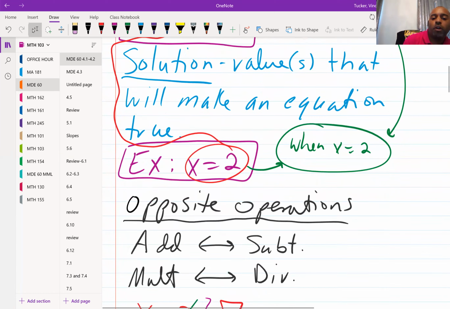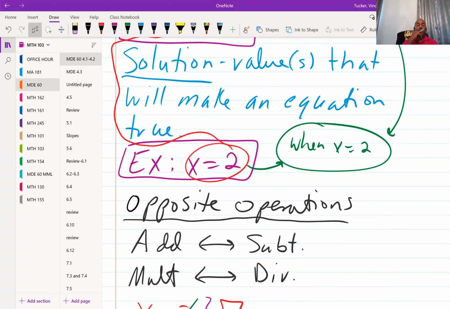All right, so we will be solving by what I call opposite operations. They're operations that undo what the other one does. So you have addition and subtraction. They undo each other. And you have multiplication and division, which undo what the other one does.